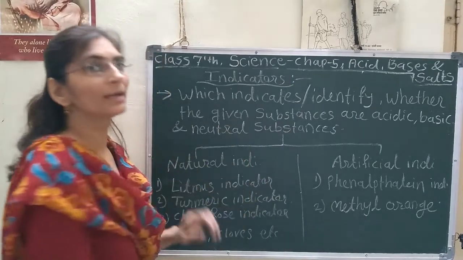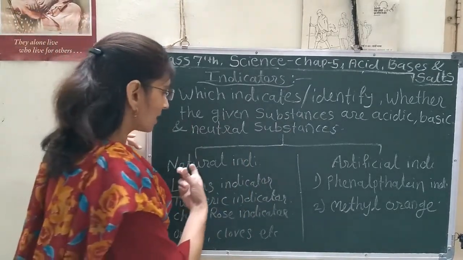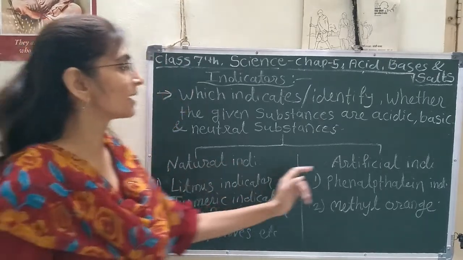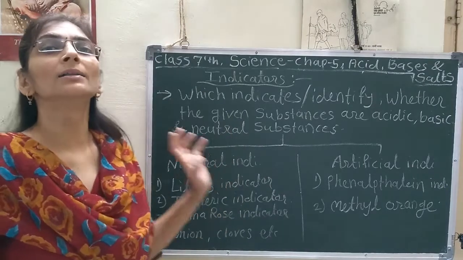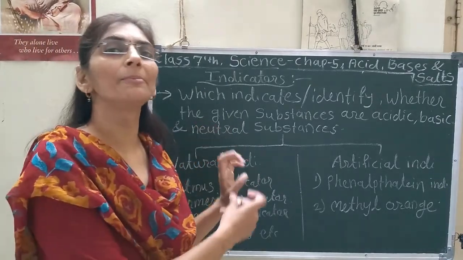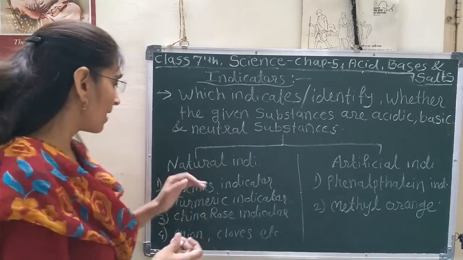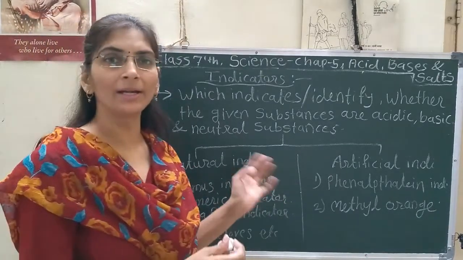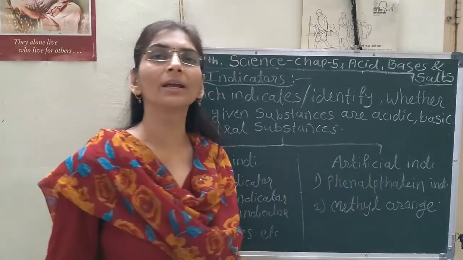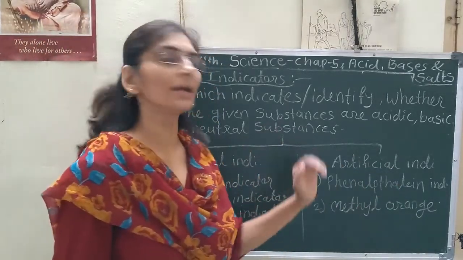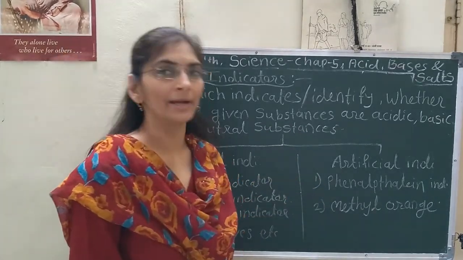These indicators are classified into two types. Which are they? First are natural indicators and second are artificial indicators. Natural indicators are prepared from natural substances like plants, and are also called herbal indicators. Artificial indicators are prepared in the lab, so they are called artificial or chemical indicators.